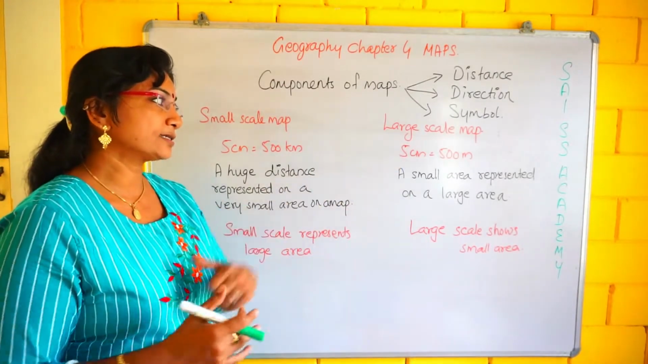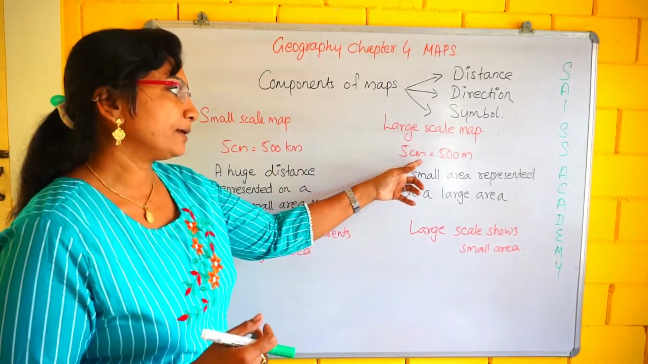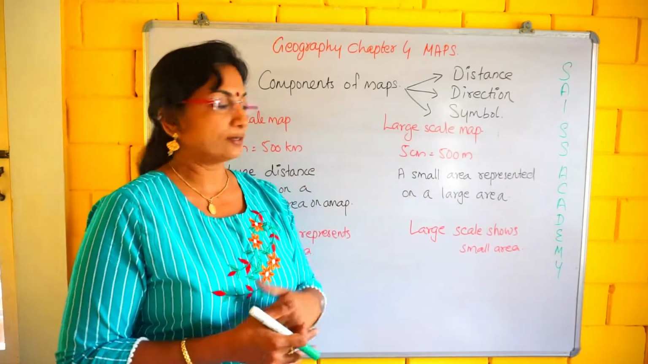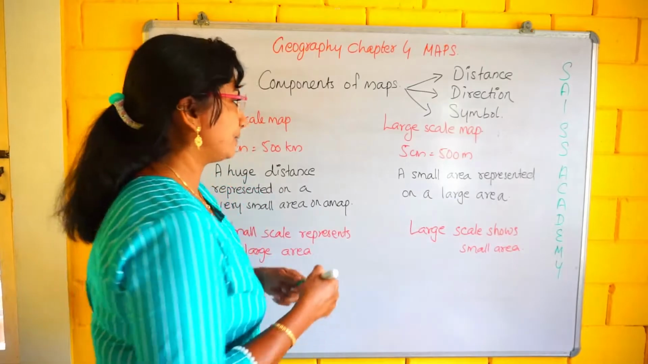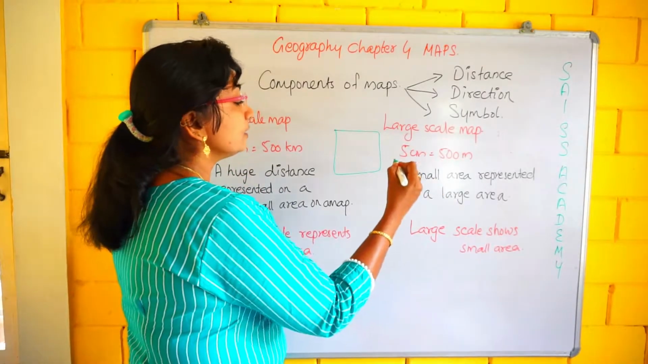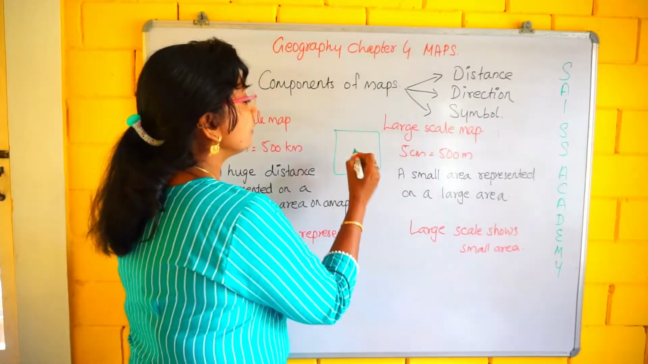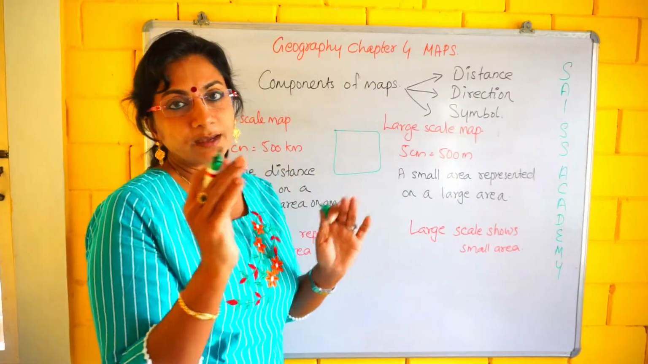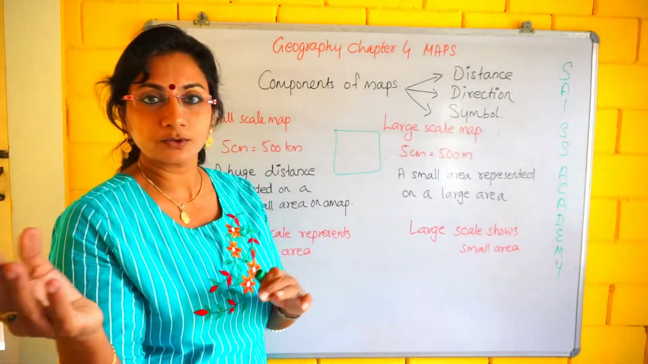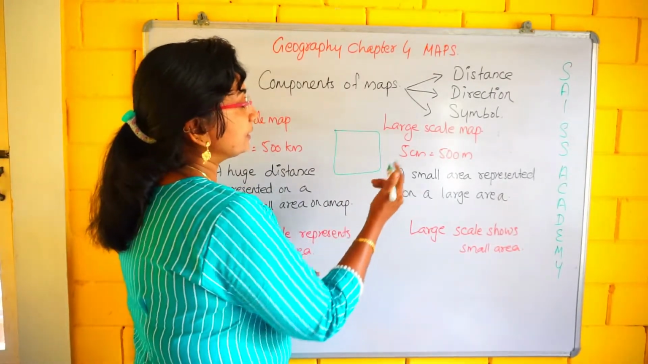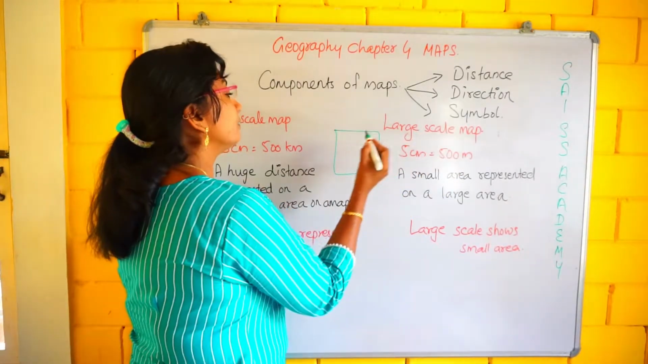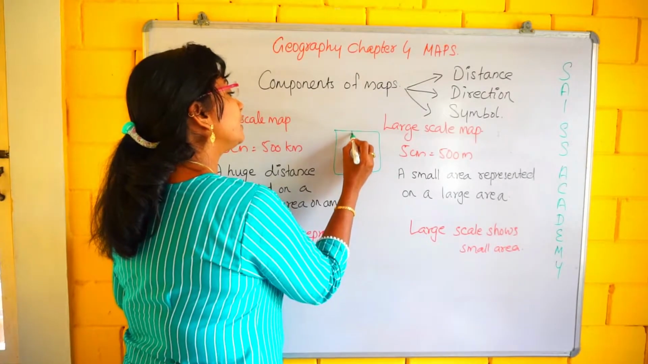And what is a large scale map? Here, 5 centimeters we are taking as 500 meters. A small area represented on a large area. For example, if we are taking the map of a city, we know that cities are small when we compare them to the country, the state or the world. So, when I am drawing the map of the city, here 5 centimeters is equal to 500 meters. So, I can show big areas.